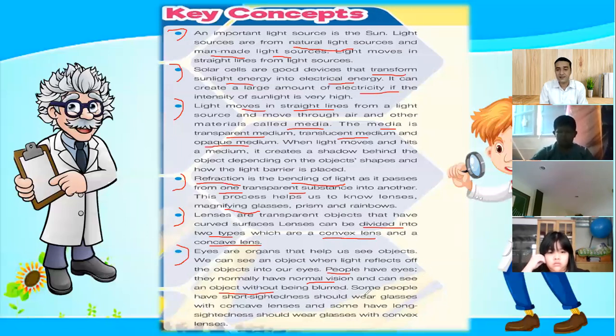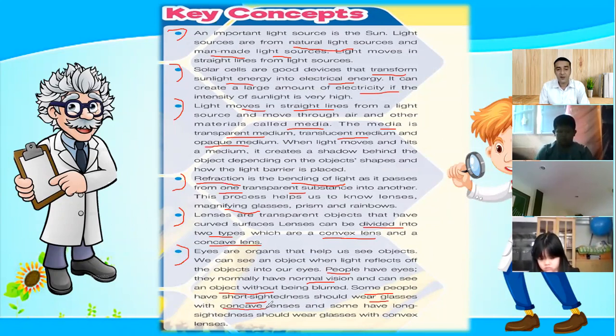Some people have short-sightedness. If some people can't see things very clearly, it means they have sightedness problems. There are two types: short-sightedness and long-sightedness. Those with short-sightedness should wear glasses with concave lenses, and those with long-sightedness should wear convex lenses, which can help improve their vision.